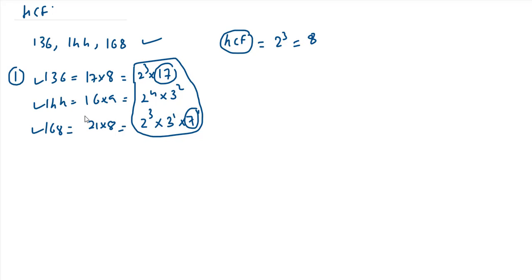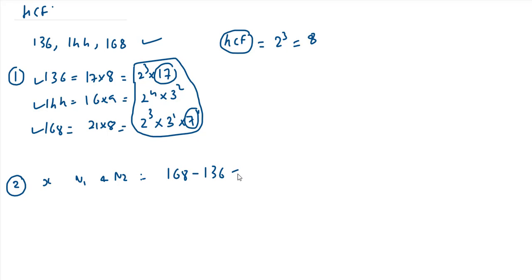So this is one way where you factorize these numbers and find the HCF. The second method is based on the principle that if a number x divides two numbers n1 and n2, then it should also divide the difference between these two numbers. So by applying this principle, we take the difference between any two of these numbers. Let's say we take the difference between 136 and 168.